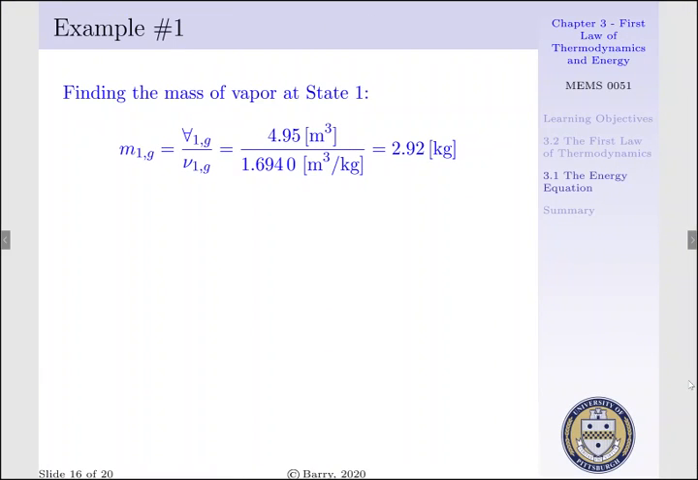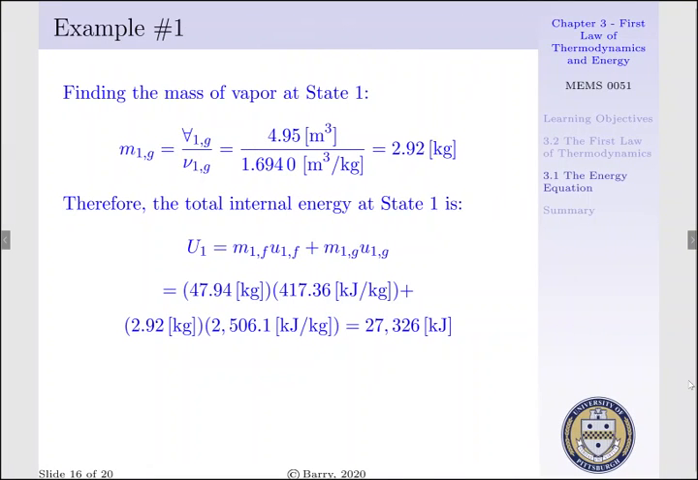To find the mass of our saturated vapor at state 1, we're going to take the volume of our saturated vapor at state 1 per the specific volume of our saturated vapor at state 1. The volume of our saturated vapor at state 1 is 4.95 meters cubed, and the specific volume is equal to nu sub g at 100 kPa, or 1.6940 meters cubed per kg. And thus we have 2.92 kilograms of saturated vapor at state 1.